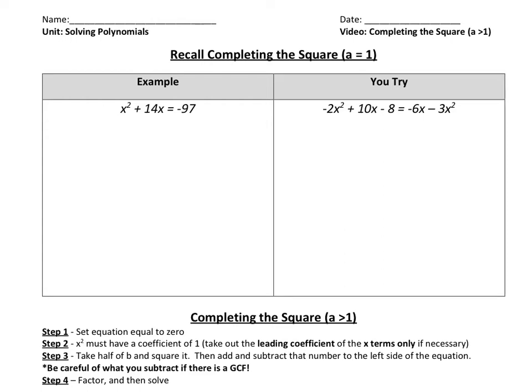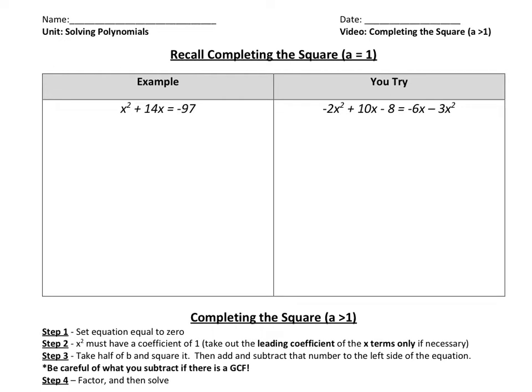Everyone. In today's lesson, we're going to talk more about completing the square. This time, we're going to do it when the a value is greater than 1. But before we can do that, I want to just recall one more time about completing the square when a equals 1. So I'm just going to do the first example with you, and then you're going to do the second one on your own.